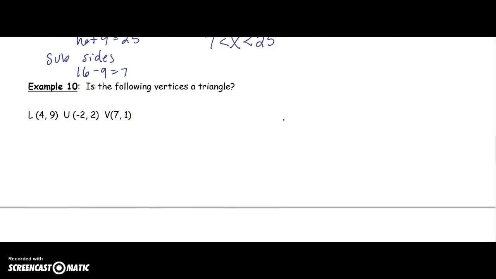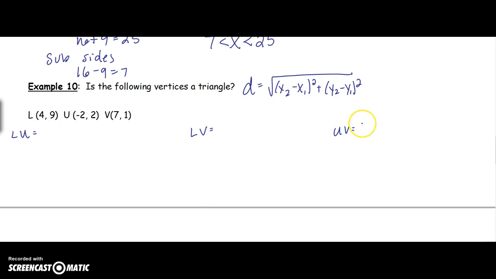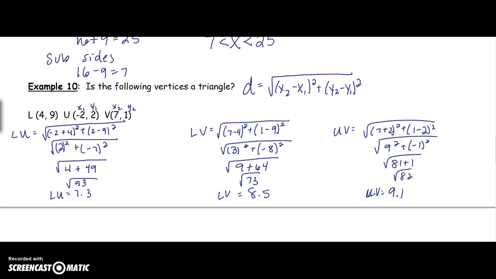And lastly, it says, are the following vertices a triangle? What you're going to do is first use the distance formula. The distance formula, if you remember, is the square root of x2 minus x1 squared plus y2 minus y1 squared. We have to do this with all three sides. We have LU, we have LV, and we have UV. I'm going to take a second, pause the computer, and solve these really quick. If you want to do the same, you can pause, and then we'll come back and talk about whether it is a triangle. All right, welcome back.